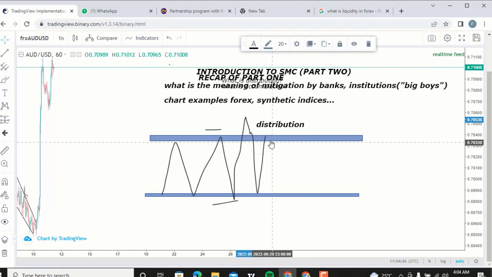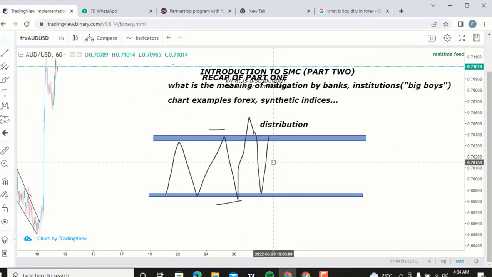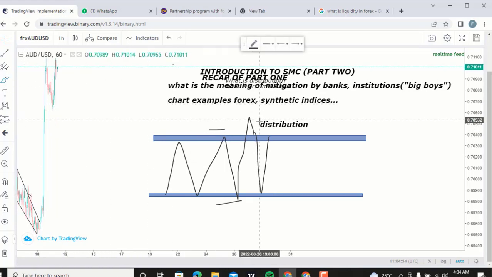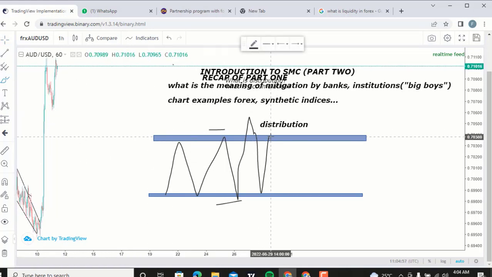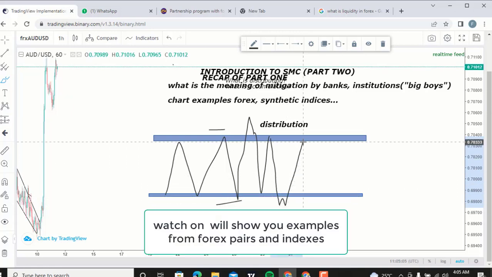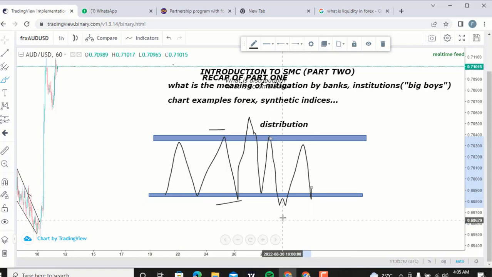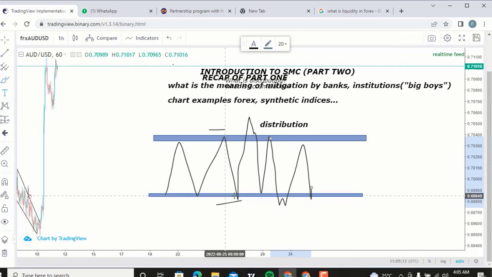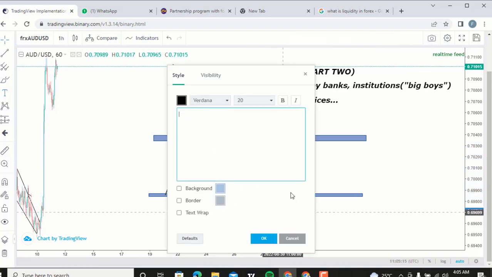Now if price moves and, after creating these zones here, it consolidates and creates a supply zone. And if price moves down and takes out these lows after creating a demand zone, taking out this low before continuing up and respecting the pattern, this is what we know as accumulation. So here we have accumulation and up there we have distribution. So that is accumulation.